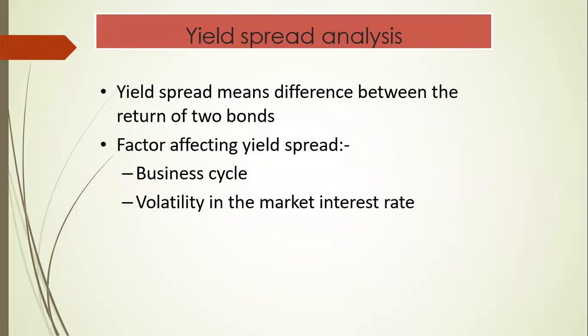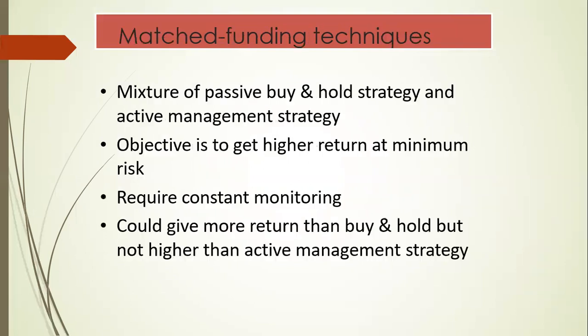Now next is yield spread analysis. Yield spread means the difference between the returns of two bonds. That will be evaluated. The factors of yield spread are the business cycle and volatility in the market interest rate. The business cycle depends on which cycle the business is going through, and the volatility in the market interest rate is how much the change happens because of the index change.